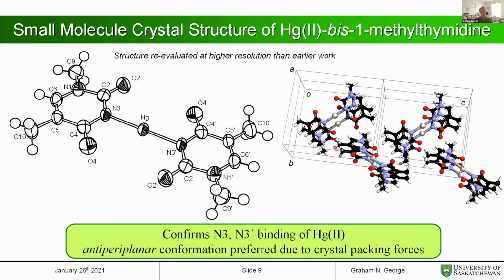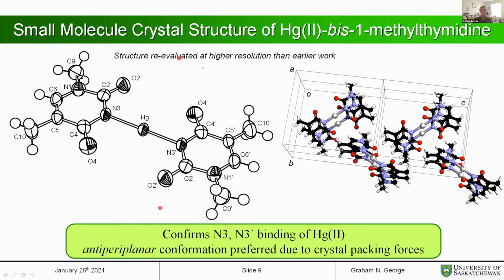The next thing we thought we would do is look at 1-methylthymidine, which is our model for the thymine in DNA, and solve the crystal structure of this. There was an old crystal structure published a long time ago with an R of about 7% or something. So we decided we were going to repeat this, and we reevaluated it at about 1.2% R, I think. And that allowed us to see the hydrogens in the crystal structure.